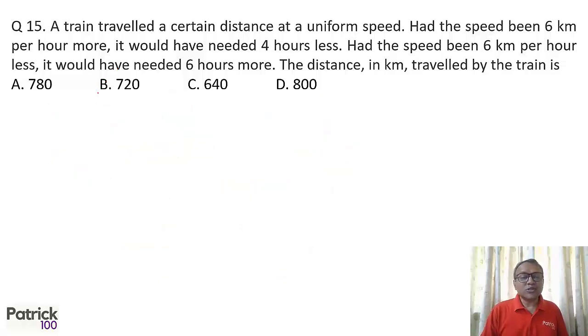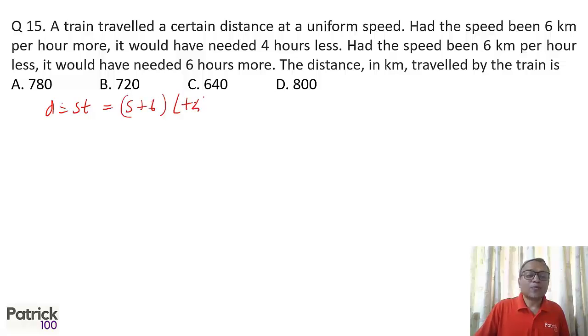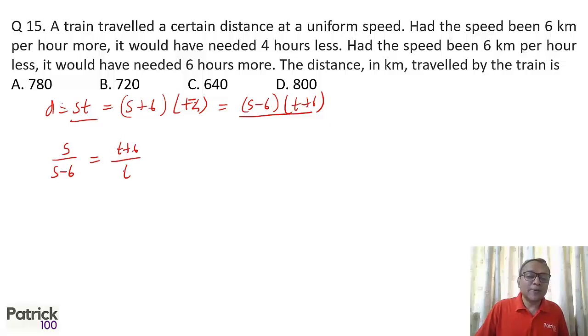The second approach, you start the same way. You start by saying that distance is equal to st, which is s plus 6 into t minus 4, and that is the same as s minus 6 into t plus 6. So compare the first and last expressions. If they are equal, you can take s upon s minus 6 is equal to t plus 6 upon t.